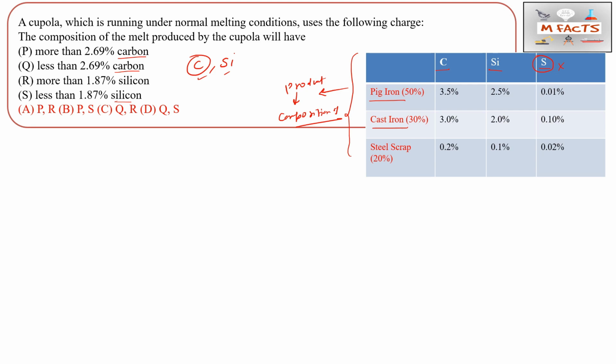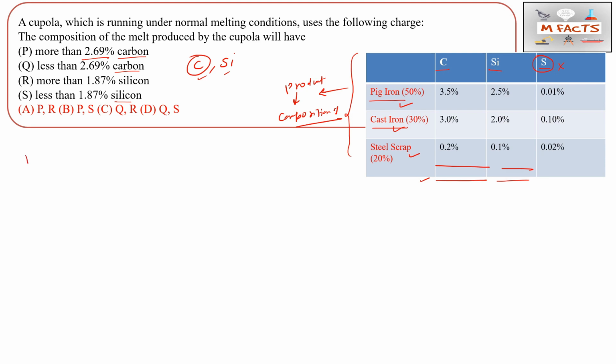Now how to solve this type of question? For this type of question, we need to find the carbon percentage overall. So we will find the carbon percentage in pig iron, we'll find the carbon percentage in cast iron, and we'll find the carbon percentage in steel scrap. Then we will add all these and find the total values of carbon percentage and silicon percentage. Then we will see what is the concept behind more or less values. So first of all we will try to find the values.